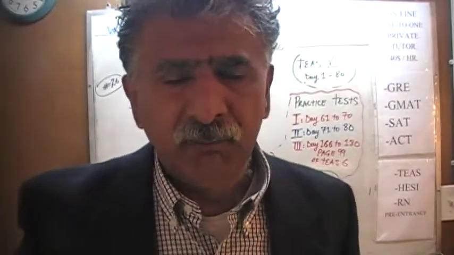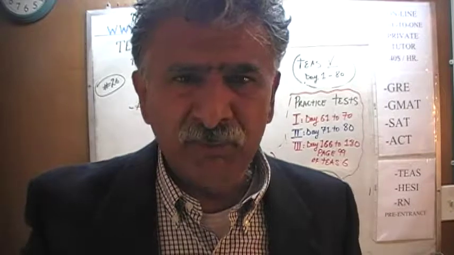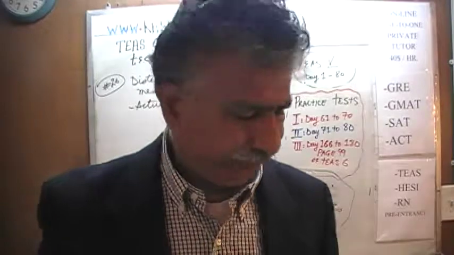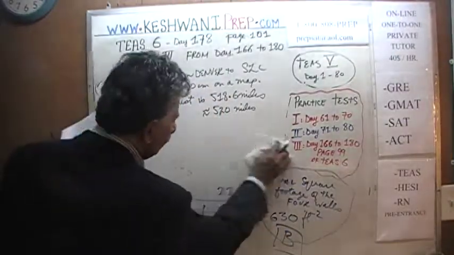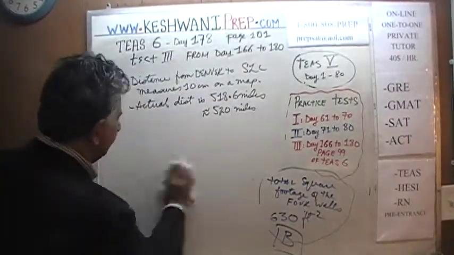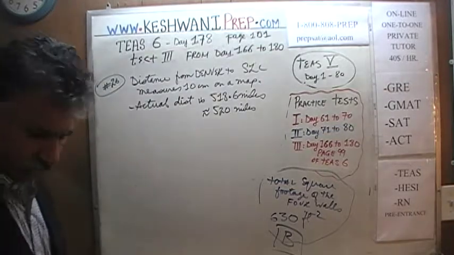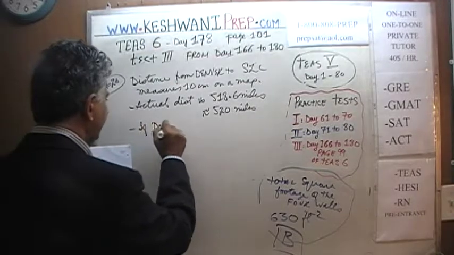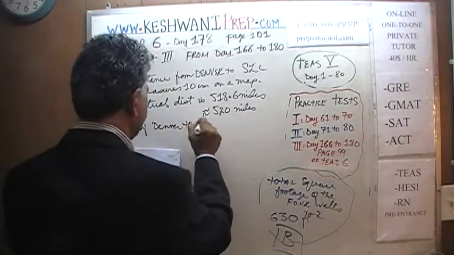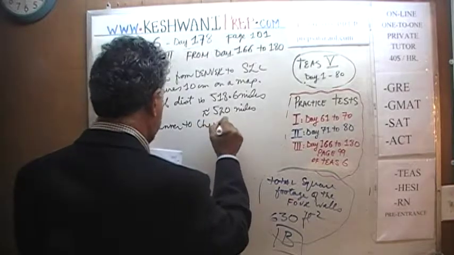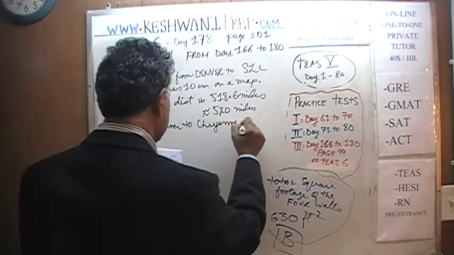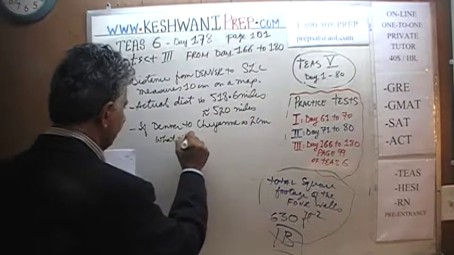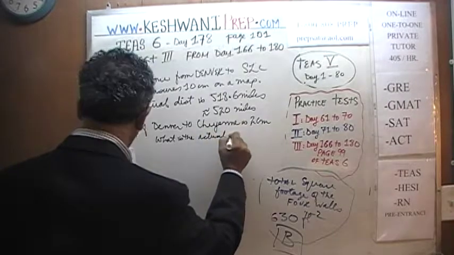It depends on the context. Do you understand? If you're talking about a distance from here to the moon and you're off by 18 miles, it's not a big deal. It's not a big deal in that context. So you have to look at the situation. We are told further that if Denver to Cheyenne is 2 centimeters, what is the actual distance?